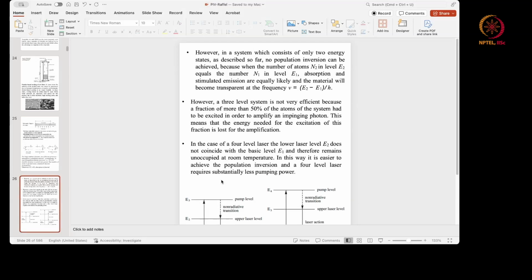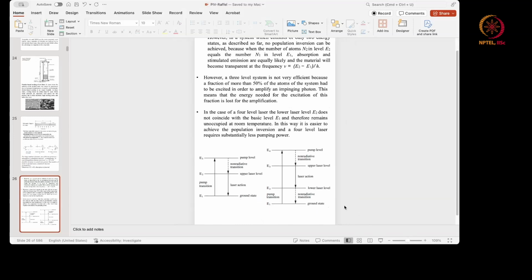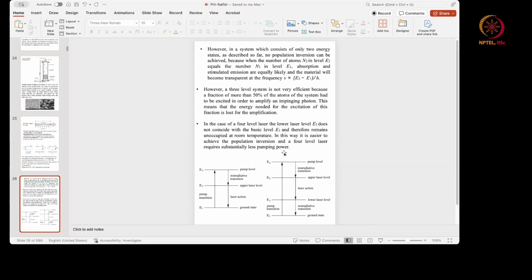However, in a system where there are only two energy states, as we described, population inversion cannot be achieved because the number of atoms N2 in level E2 equals the number N1 in level E1. Therefore absorption and stimulated emission will be equally likely, and the material will become transparent at the frequency (E2 minus E1) divided by h.